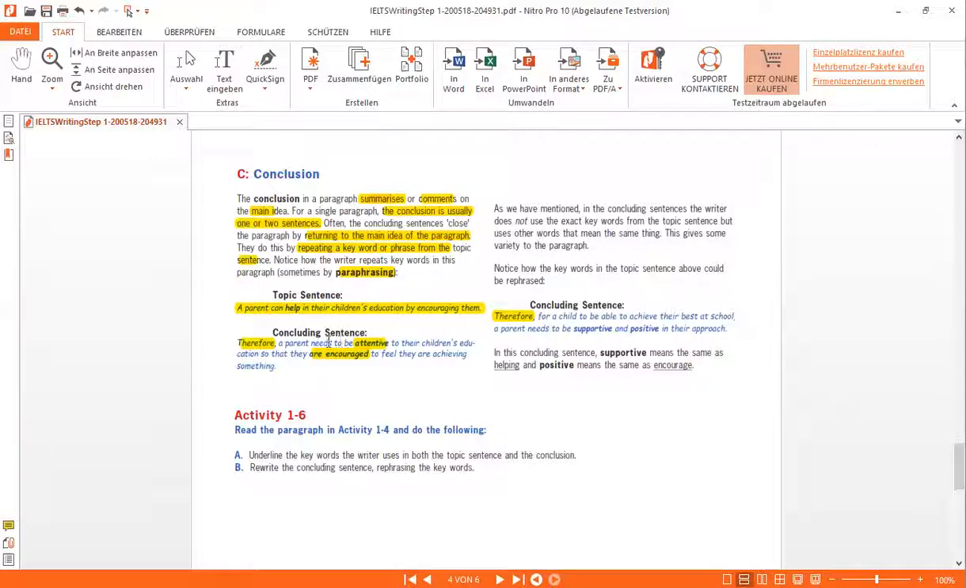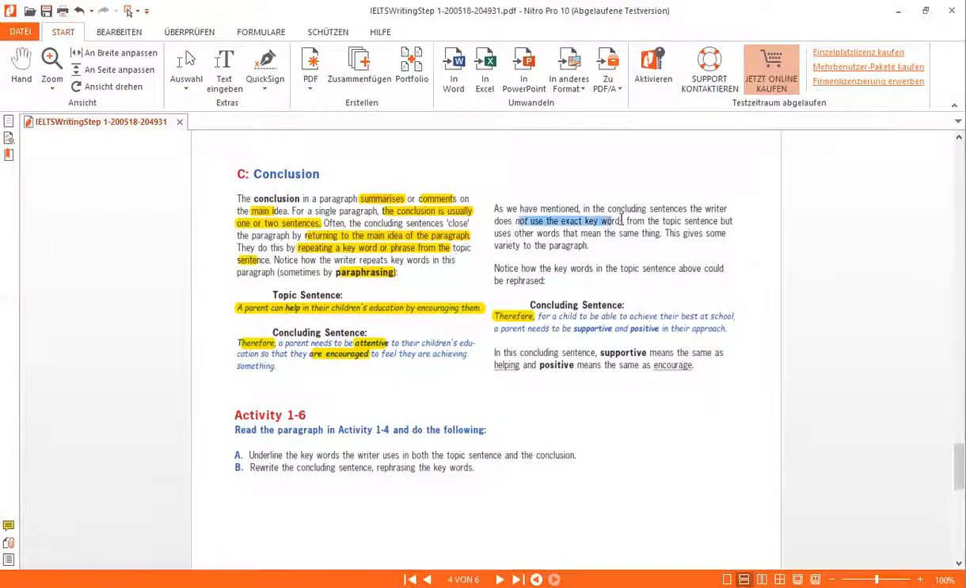And I will always encourage you to start the concluding sentence with these words: therefore, in effect, as a result, all right, as a consequence. Start the concluding sentence with some of these words or phrases.